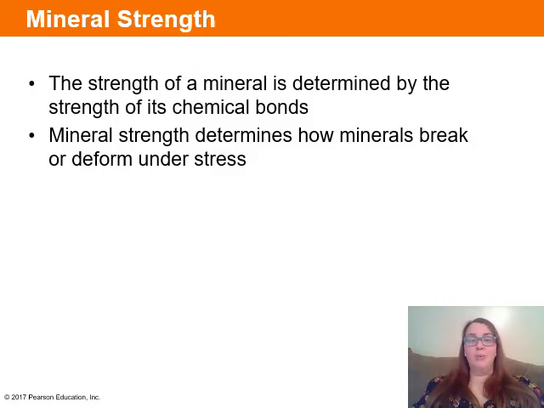But one of the most important properties of our minerals is just how strong these minerals actually are. And the strength of the mineral is totally determined by what type of bonds that mineral is made up from. If it has those ionic bonds, it's going to be a very strong mineral because of the strongest bonds. But if we have metallic bonds, the weakest type of bonds, we're going to have a very weak mineral. So this strength just determines whether these minerals are going to break, and if so, how much stress or pressure do they have to be under in order to break.